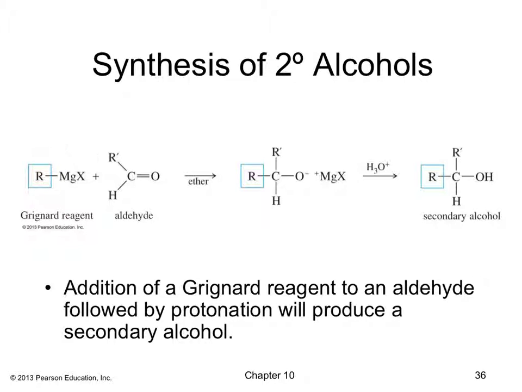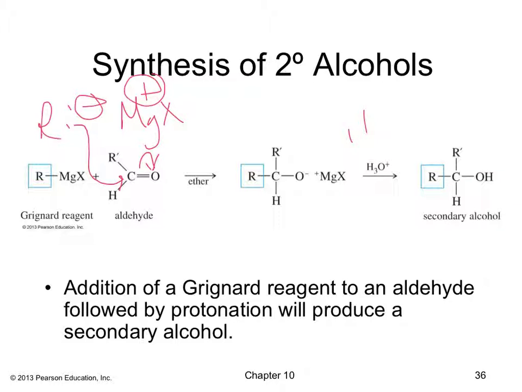Again, we're going to use a Grignard reagent in the presence of an aldehyde. If we look at this, this would be R minus MgX plus. Your electrons from here attack the carbonyl carbon. Electrons go to the oxygen, making the alkoxide, and then in the presence of H3O plus, it's shown here, it'll form the alcohol.